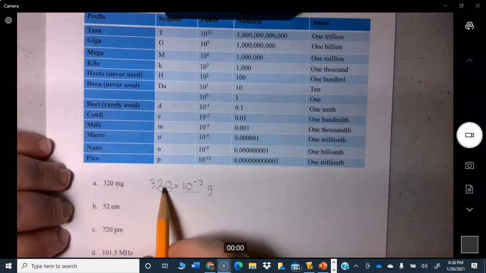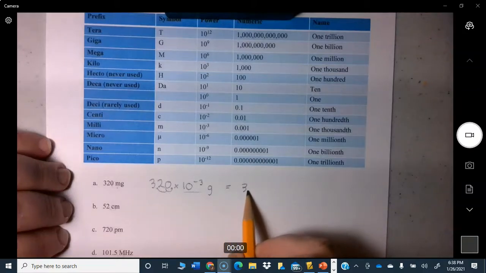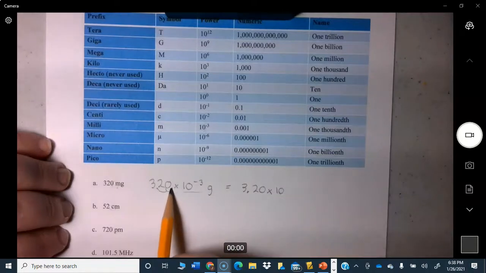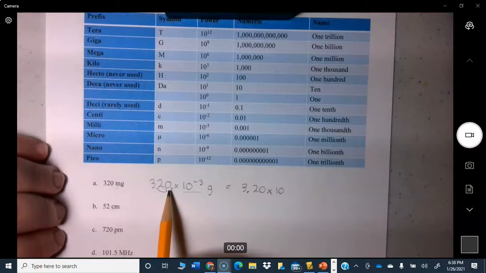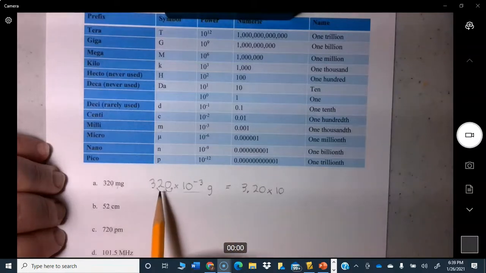Okay, so you become 3.2, and we'll go ahead and call it 3.20 times 10. Okay, so we made 320 smaller. And we made it smaller this time not by 1 position, but by 2 positions. We went over 1, 2. So we divided it basically by 100. 320 divided by 100 is 3.2.